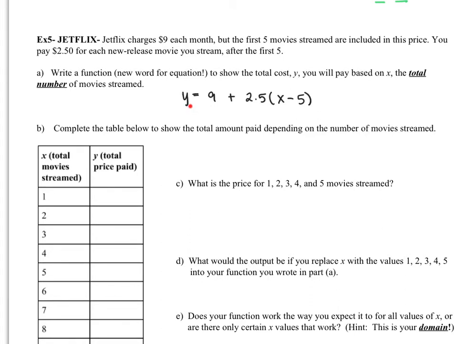So this equation, to find my total cost, I would start by taking my $9 that I'm paying and adding to that $2.50 per movie. But remember, it's not for every single movie that I watch, it's after the first 5. And since x represents the total amount of movies, let's say, for example, you watch 7 movies total, that would mean that you're only getting charged for 2 of the movies because the first 5 were included. So I would first have to do 7 minus 5 and then multiply that by $2.50. You could simplify this equation, but I think it's going to be easier to look at if we leave it in this format. So go ahead and correct your equation now if you haven't done so already.